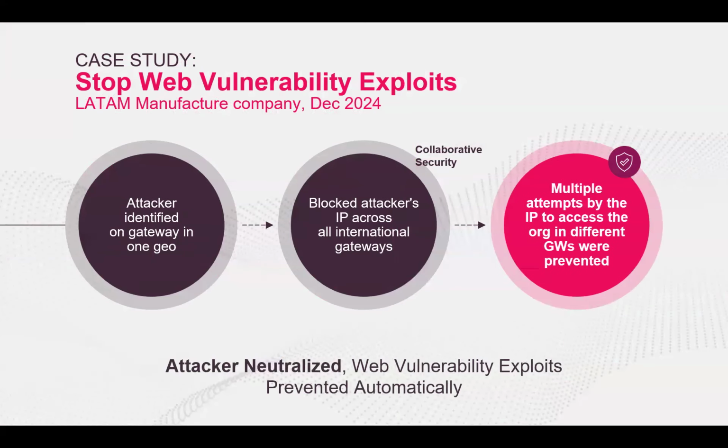A couple of examples of a use of play blocks. These are actual real world examples. There was a company, there was an attacker that was identified on a single gateway in one spot in their environment. But because they had play blocks on and they selected the playbook that would apply to this, immediately it blocked that attacker's IP across all gateways around the globe, right? So that attacker couldn't sit there banging on their other gateways, right? And so multiple attempts to access different parts of the organization were prevented immediately and automatically, right?